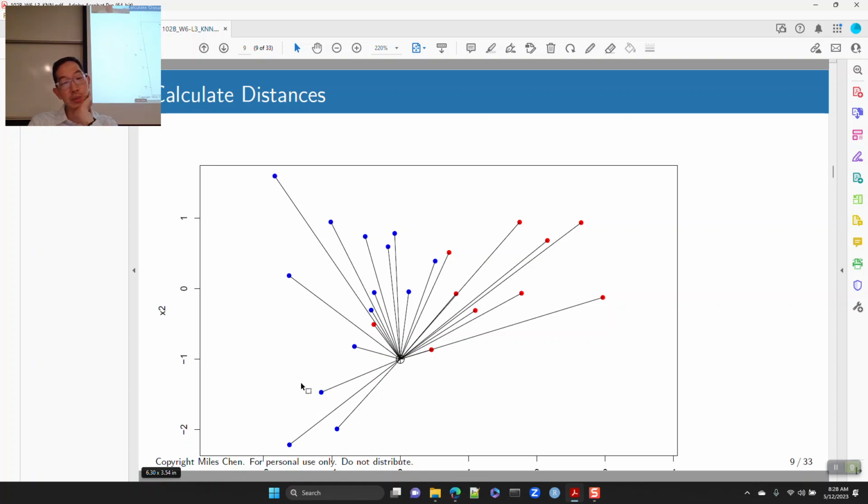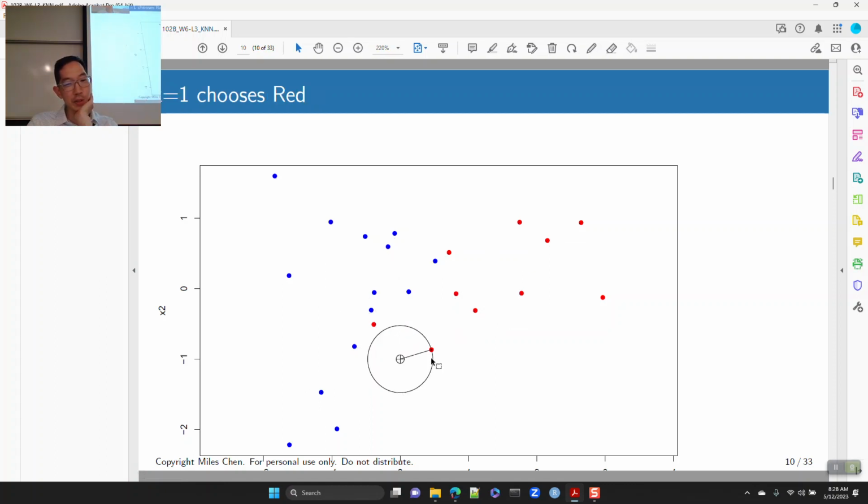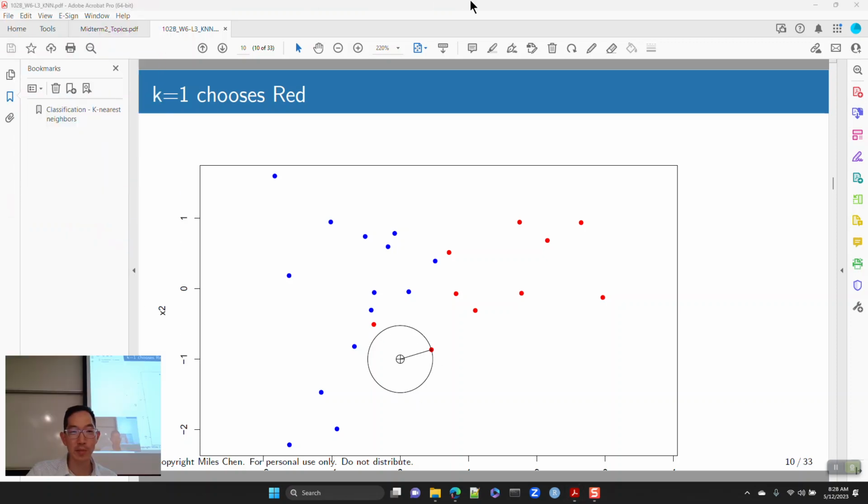If I choose k equal to 1, it's this observation. This circle represents that we don't have any other points within the radius, so this is the nearest point. Here I have 1 vote for red, so k equals 1 chooses red. For k equal to 3, this is the third closest point, so we have a total of 3 points, with 2 votes for red and 1 vote for blue. So this is going to get classified as red.